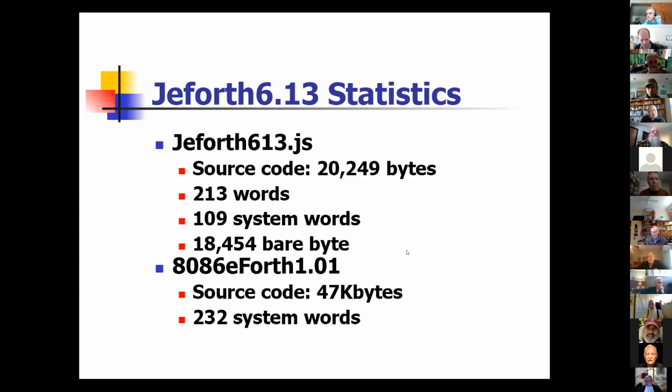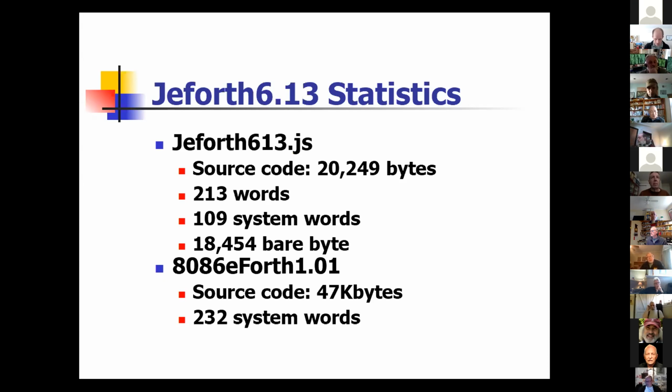So the first thing I want to show you is jeforth 6.13. The source code is about 20K bytes, and it defines 213 words. Out of these 200-some words, only 109 are system words. And if you just keep these system words, the source code is only 18 kilobytes.